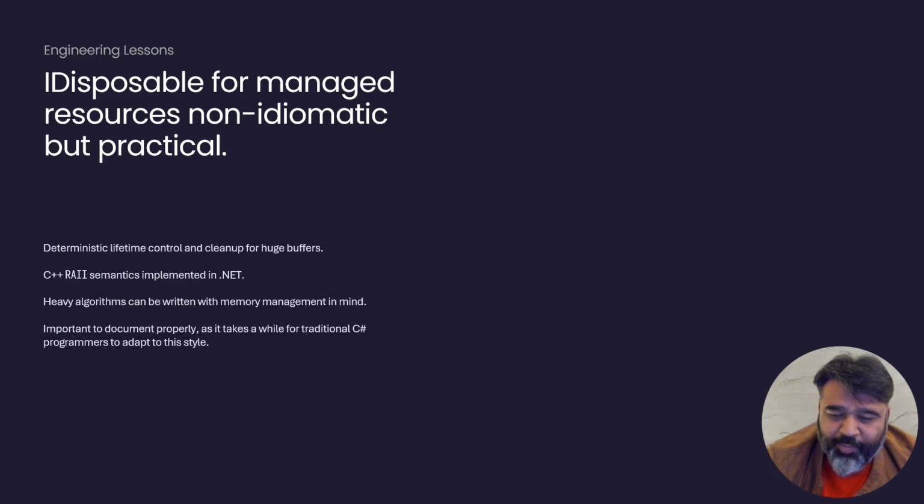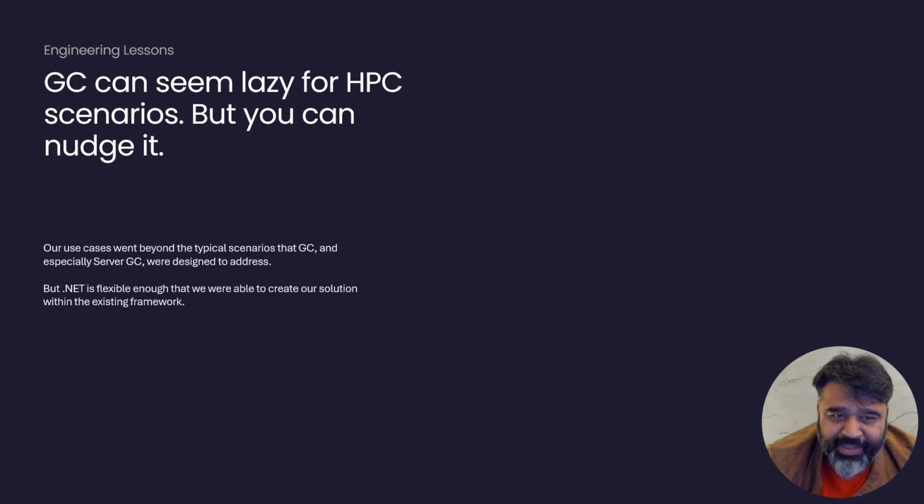and once it's implemented, it works great. Now, garbage collection can seem lazy for HPC out of the box, but you can nudge it. So our use case went beyond the typical scenarios that garbage collection in .NET is designed for. But because .NET is now flexible enough, we were able to go in and create our own semi-overriding processes where we can manage memory as needed for our use case.